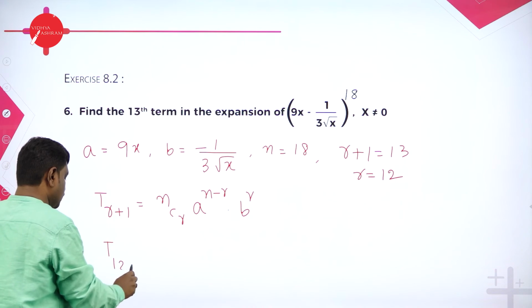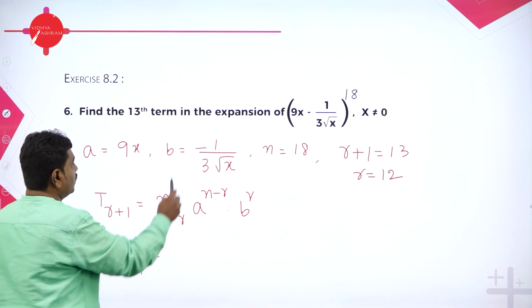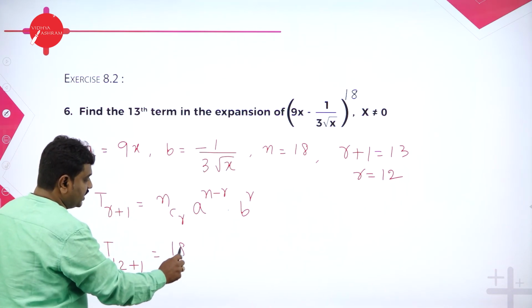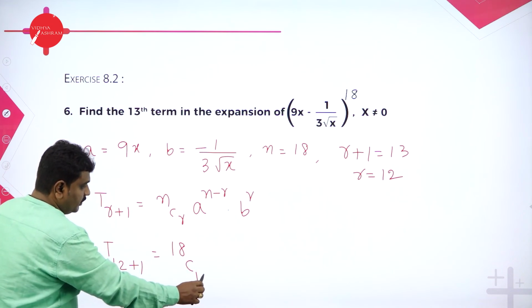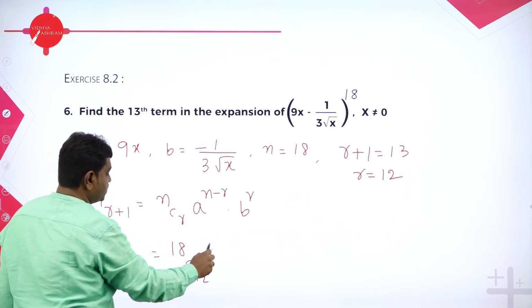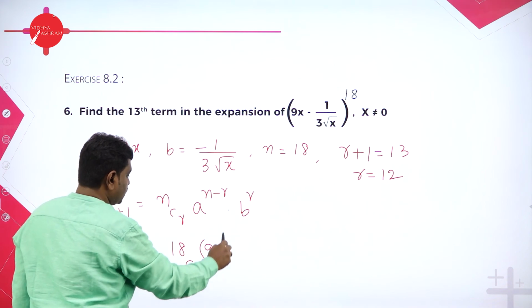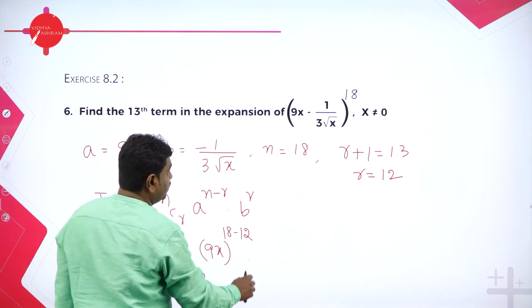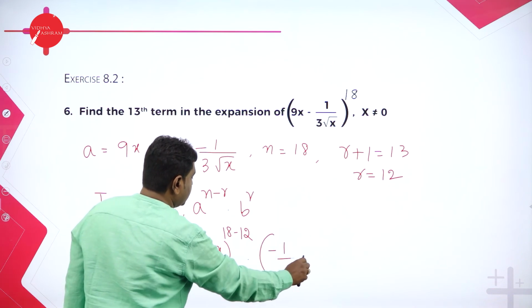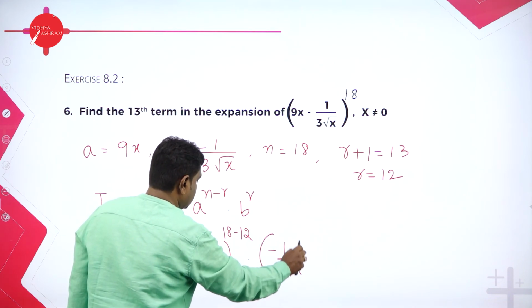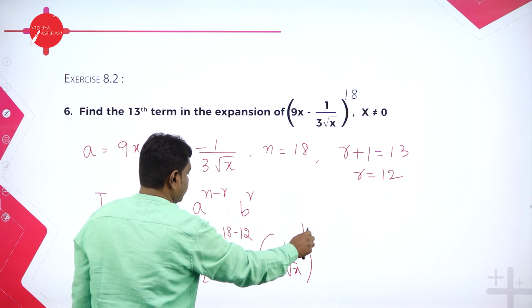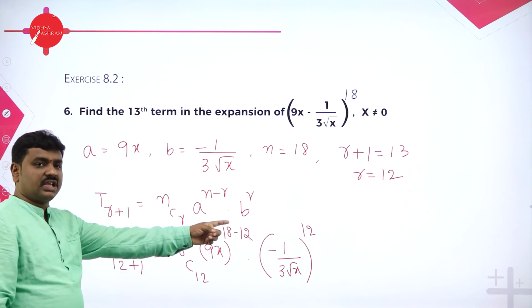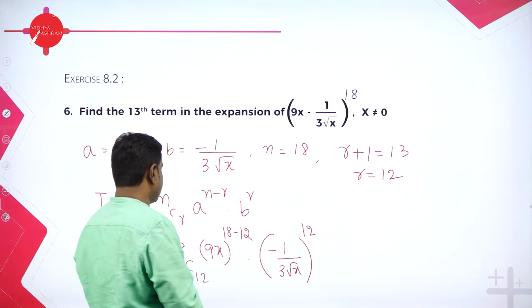So T 12 plus 1, that will become T13. n, what is the overall power? 18. 18C, R is 12. A means the first term, which is 9x, power 18 minus 12. Into B means the second term, minus 1 by 3 root x, power R means 12. So now minus power even becomes plus 1. Further we will simplify.